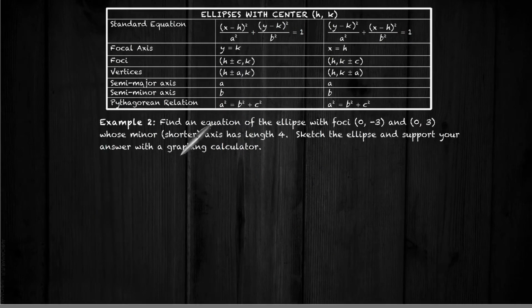Okay, in example 2 it says find an equation of the ellipse with foci of (0, negative 3) and (0, 3). And so let's draw our x and y axis. So we'll draw our y axis and our x axis, and then on there we will put our foci. And so (0, negative 3) is going to be down here, and then (0, 3) is going to be up there.